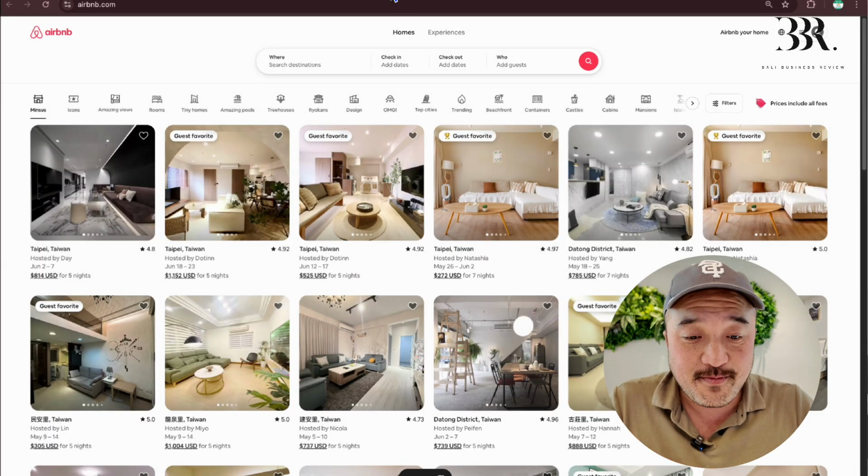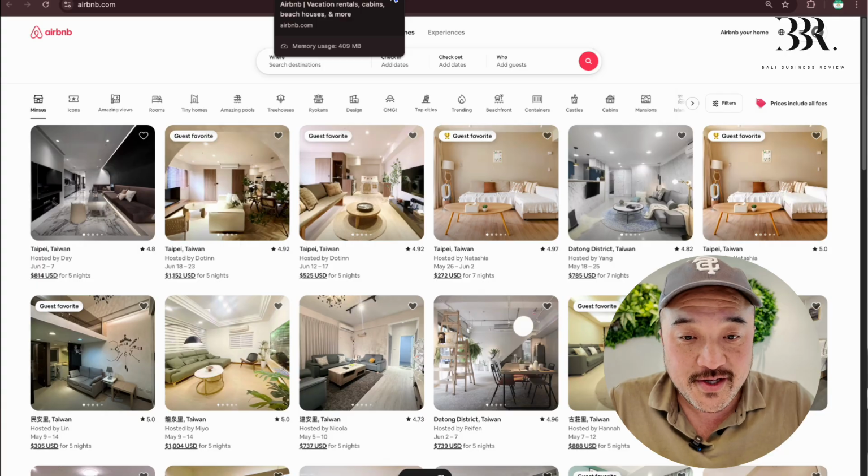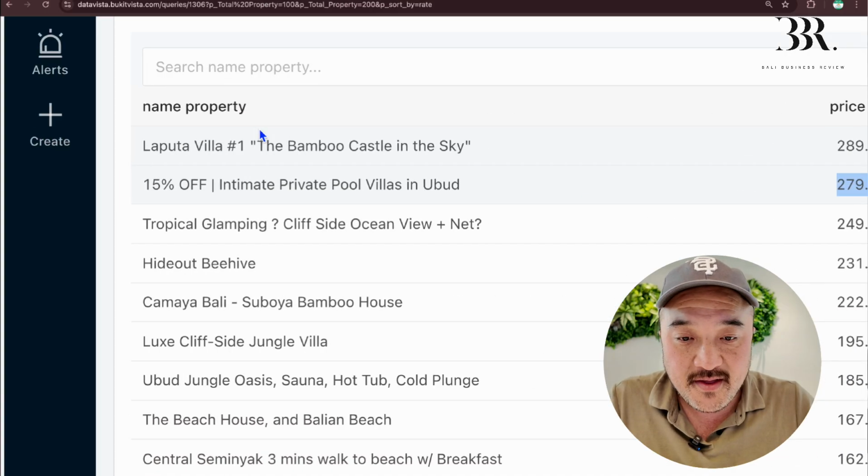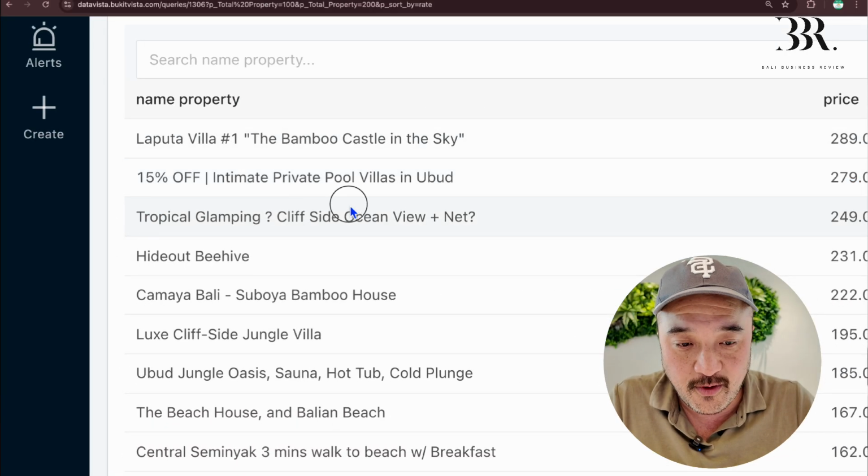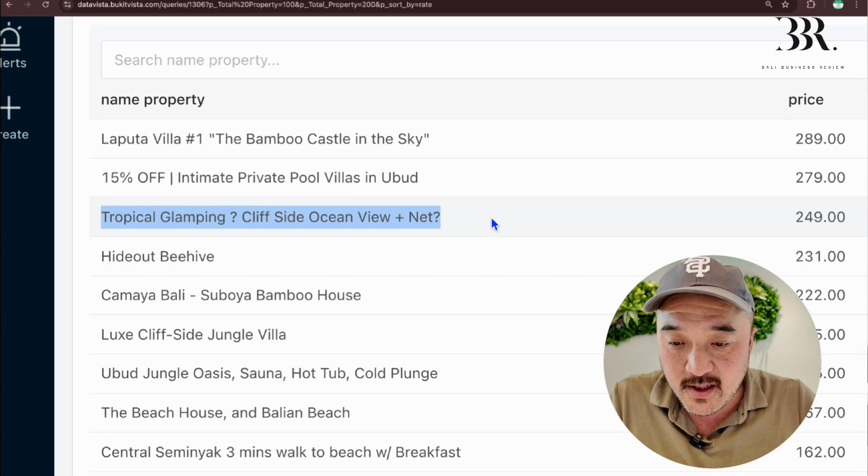Oh my God, it's actually been removed. So that's a false lead. Apparently that property has been removed, so let's go to the next one. All right, let's look at this one.